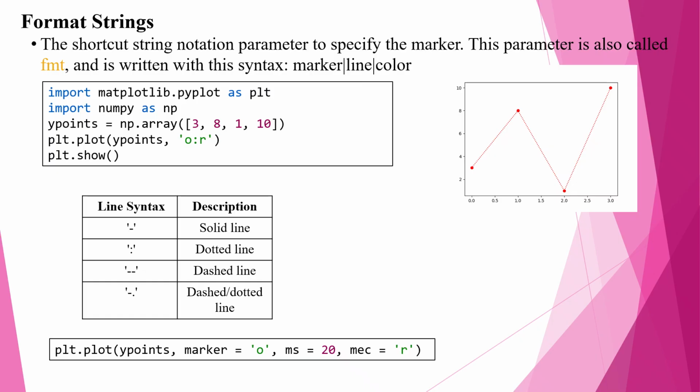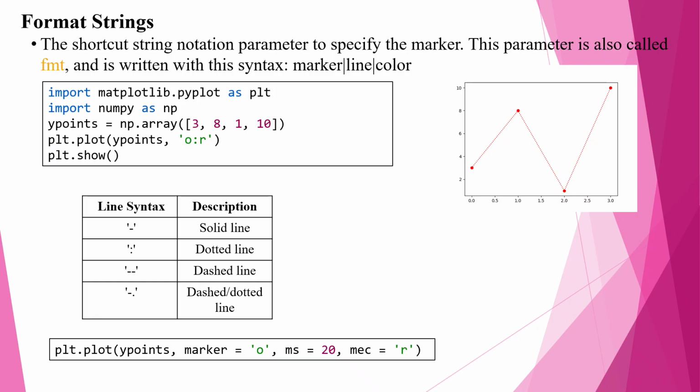Format strings in matplotlib provide a concise way to define the appearance of a plot using a single parameter called fmt. This format string combines three elements: marker style, line style, and color, written together in the form marker|line|color. For example, a format string like 'o:r' represents circular markers, a dotted line, and red color. Instead of specifying each property separately, this shortcut makes the code simpler and more readable.